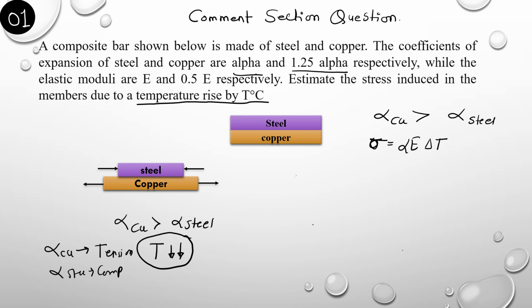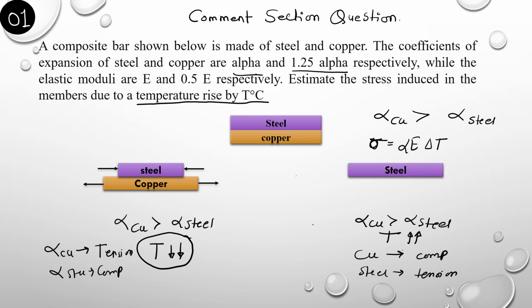Then the next condition is when the temperature rises by T degrees Celsius. If the temperature rises, then the coefficient of copper is larger and the coefficient of steel is smaller. If the coefficient of copper is larger, then copper is subjected to compression and steel is subjected to tension, or tensile stress. This is how: steel is subjected to tension and copper is subjected to compression.